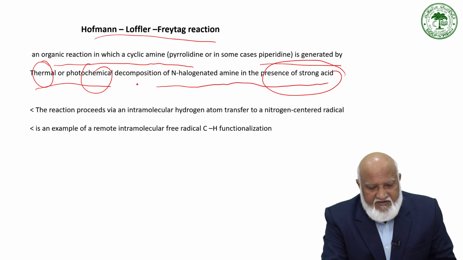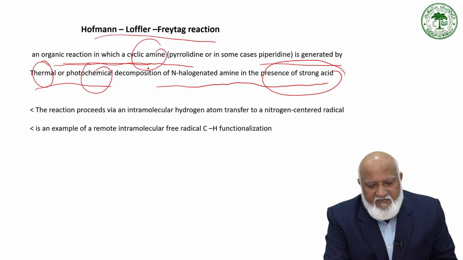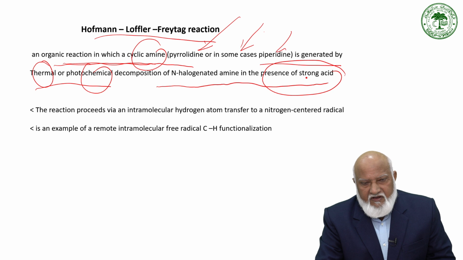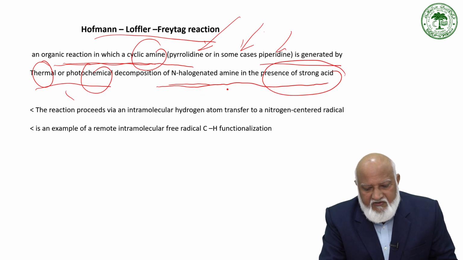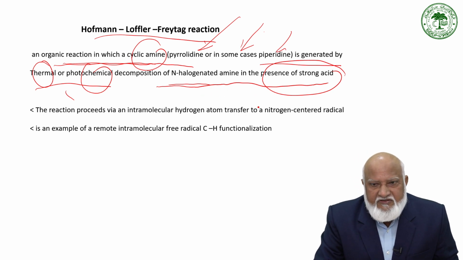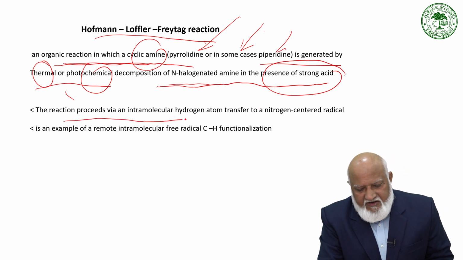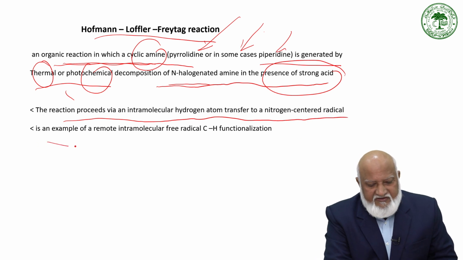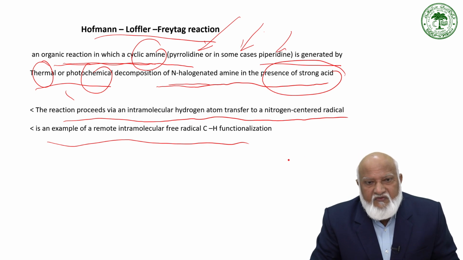So the reaction involves cyclic amines such as pyrrolidine or piperidine, formed on thermal or photochemical decomposition of the N-halogenated amine in the presence of a strong acid. The reaction proceeds via an intramolecular hydrogen atom transfer to the corresponding nitrogen radical, and this is an example of a remote intramolecular free radical carbon hydrogen functionalization.